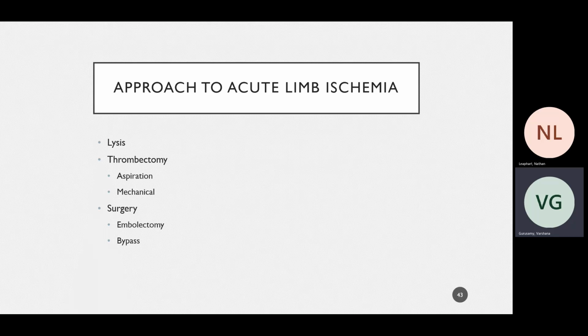Otherwise, we can do thrombectomy. You can aspirate. This is a catheter that's basically like a shop vacuum, a hose that can aspirate out the clot. Or you can do mechanical thrombectomy, which is a catheter that may have something that grabs the clot and pulls it out. So either a vacuum or something that actually pulls out the clot. Or you can do surgery. And obviously I didn't want to send her to surgery. I wanted to treat the patient.